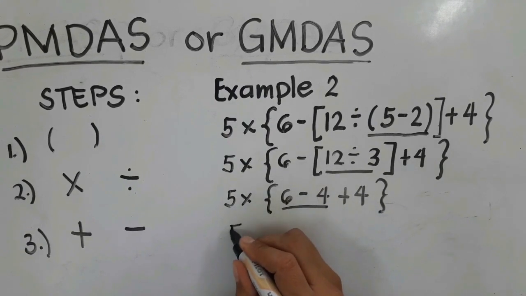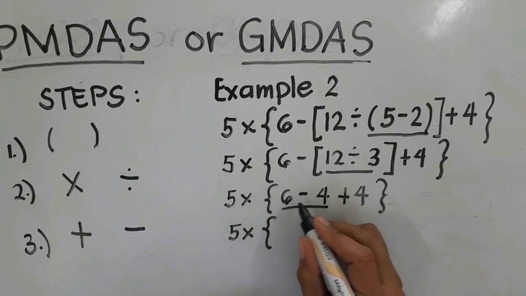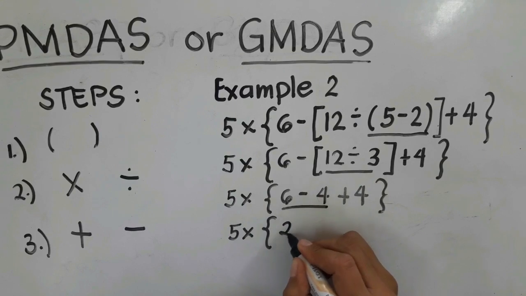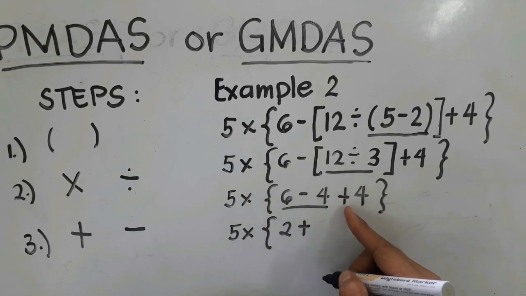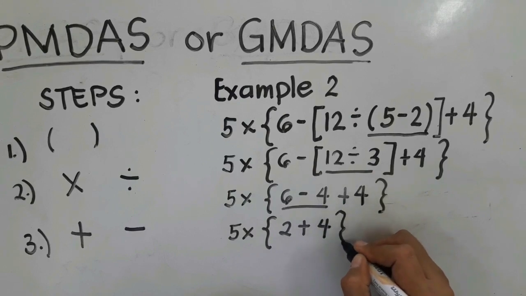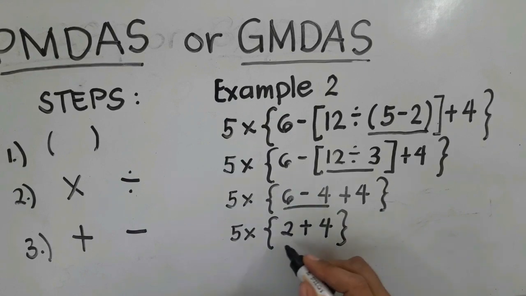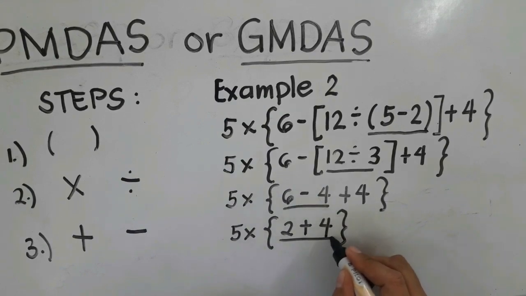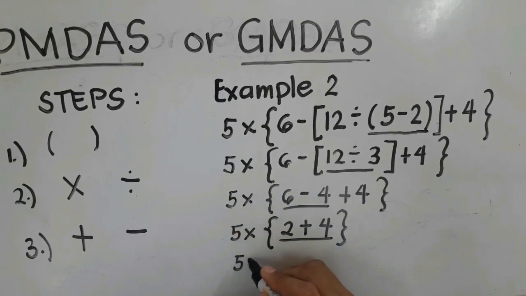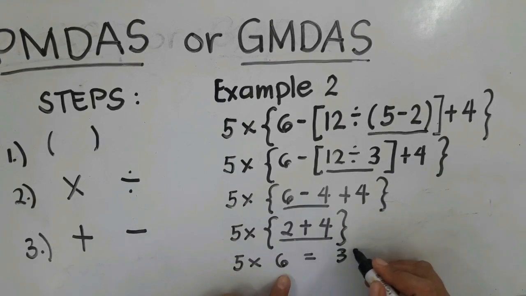So, copy 5. 6 minus 4 is 2. Then copy the plus, and then 4. Then the brace. Then what will you solve next? Is this one. So 5 times, 2 plus 4 is 6. So therefore, 5 times 6, so the answer is 30.